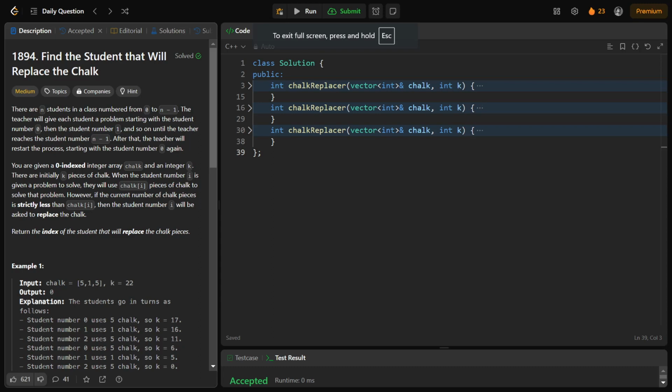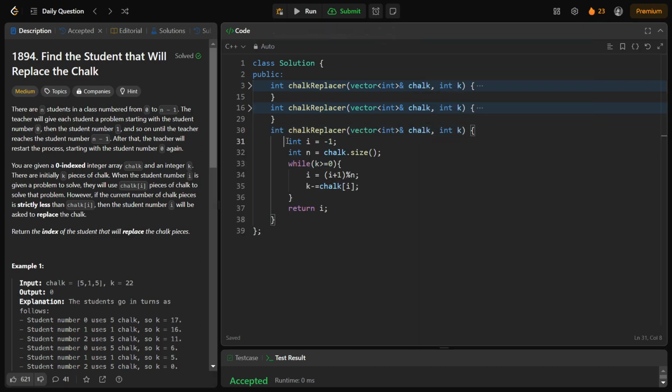Okay, so here we are back on my laptop, and I'll initialize this i to -1, so way before the index, -1, zero-based indexing, right? So now I say n is equal to chalk.size. I get the number of chalks, the number of students. Now what I do is, while k is greater than 0, that means I still have some chalk remaining, and I'll give this turn to the next person, right? So it's -1, so now I'll give this turn to the 0th student. After doing that, I'll subtract the number of chalk he used, and I'll go to the next iteration.